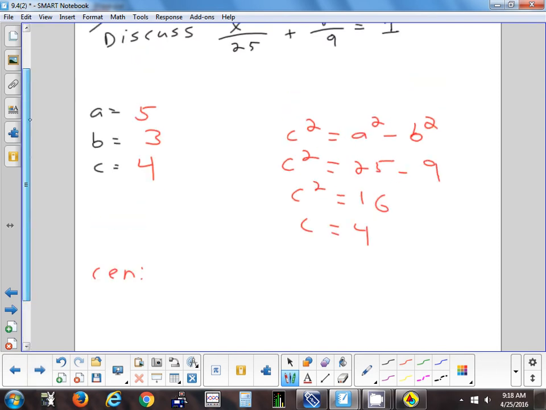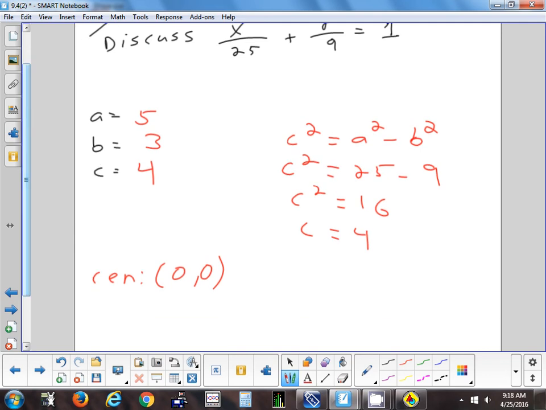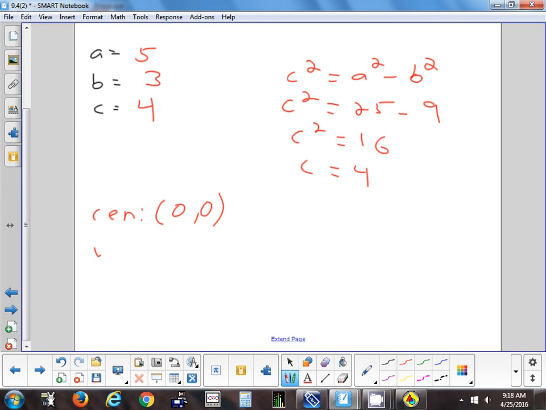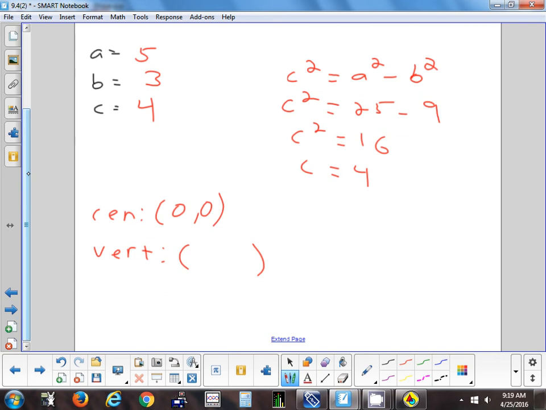Where's my center for this ellipse? In fact, it's the only center we've talked about so far. 0, 0. You'll know when the center is not 0, 0. The equation looks a little different. So my center is 0, 0. How about my vertices? 5, 0, and where else? Negative 5, 0. So what I'm going to do is just write it like that: positive and negative 5, 0.